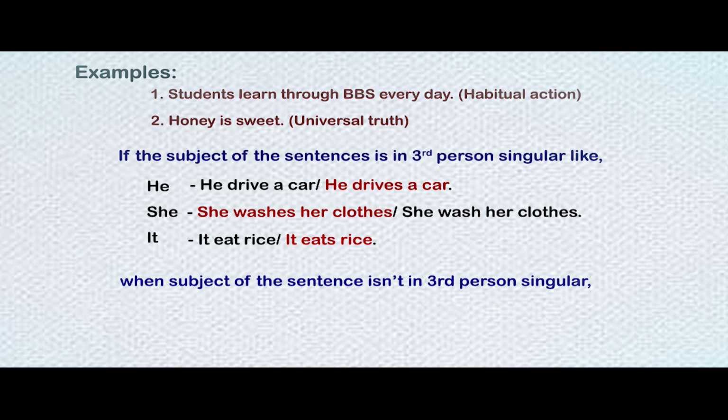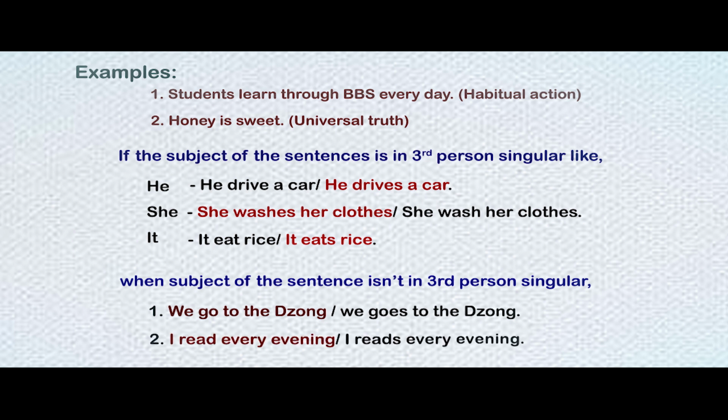When the subject of a sentence isn't in third person singular, let us look at a few examples again. We go to the song or we goes to the song. So which one is correct here? We go to the song is correct because the subject here is we and we is not third person. So we go to the song is correct. Second, I read every evening or I reads every evening. Which is correct?